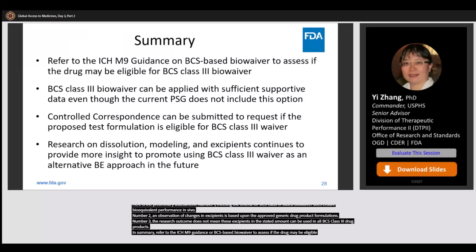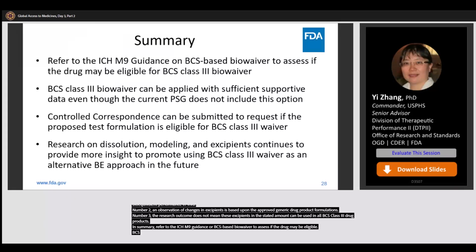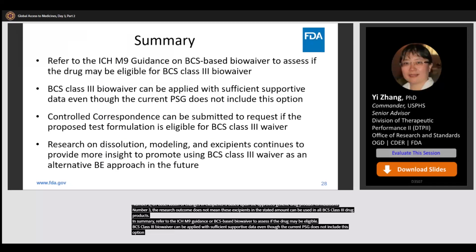BCS Class 3 Biowaiver can be applied with sufficient supportive data even though the current PST does not include this option. Controlled correspondence can be submitted to request if the proposed test formulation is eligible for BCS Class 3 waiver.